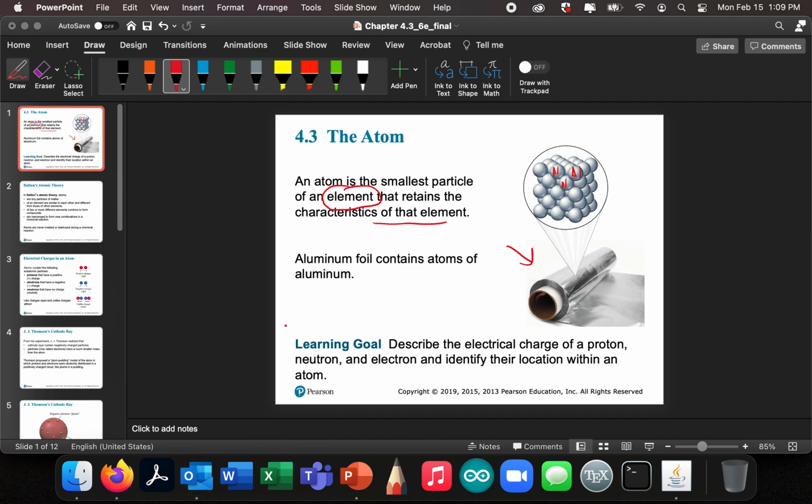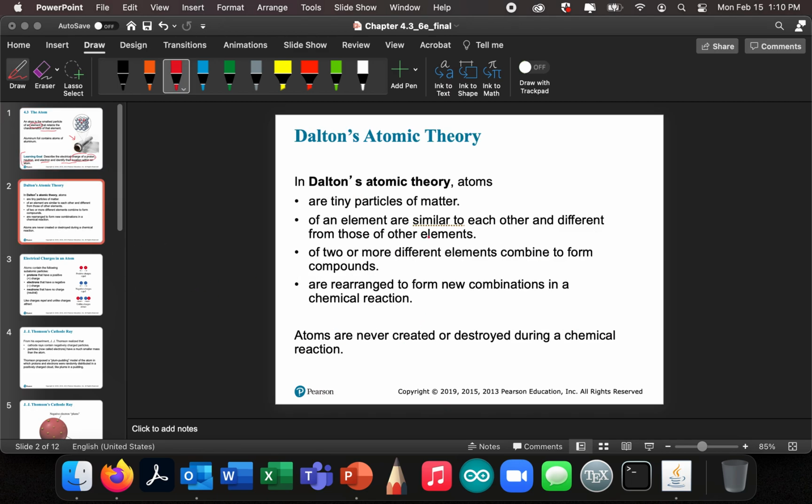Okay? So the learning goal for this section is to describe the electrical charge of a proton, neutron, and electron, and identify their location within the atom. So we have a relatively modest learning goal, but I want to give you a little more of the history of the structure of the atom to help set it up. Again, our goal is to identify the charges and the locations of the particles in an atom. All right, so let's first start out with John Dalton.